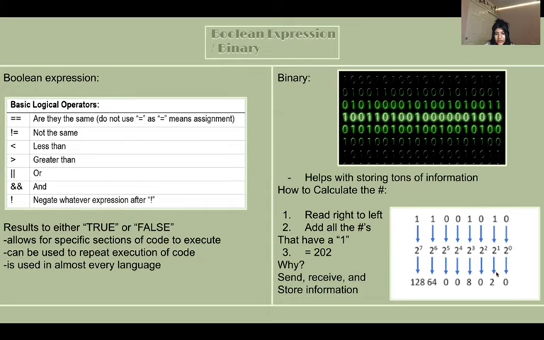By that I mean you calculate the base of 2 to the power of it. So 2 to the power 1, 2 to the power 3, 2 to the power of 6, and 7. And then you add all the numbers at the bottom, and that's the number that the binary represents, which in this case is 202.